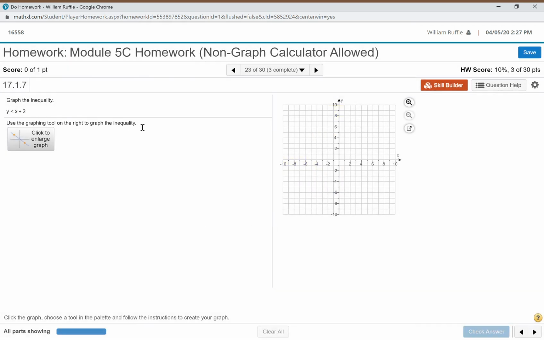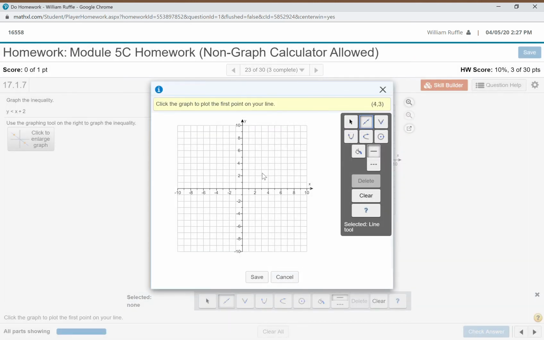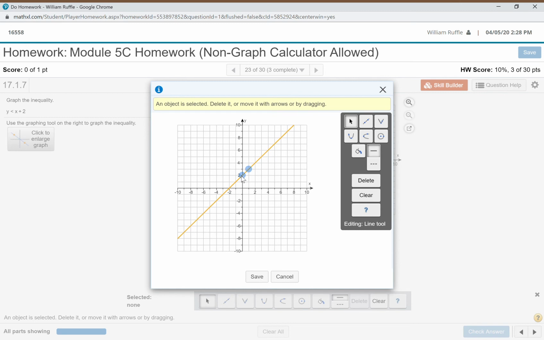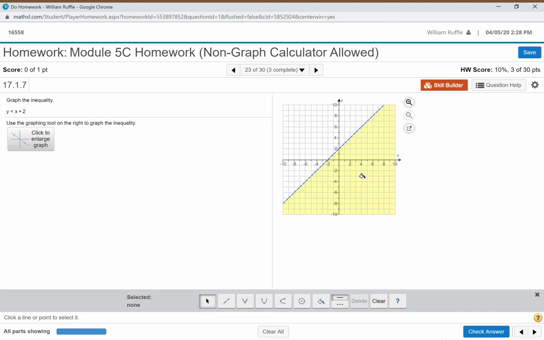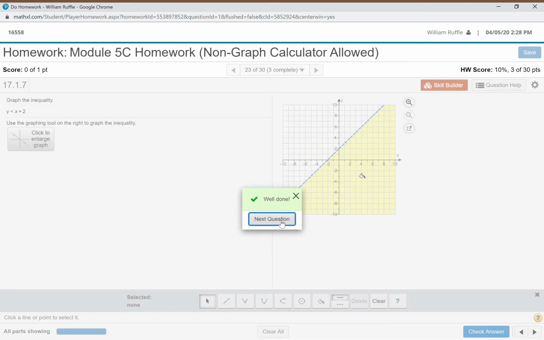Y is less than x plus 2. So my y-intercept would be positive 2. So I go to where 2 is, click there. Again, my slope is x, so that's positive 1, so I go up 1 over 1, hit enter. And again, this is just less than, so I got to click on the dash line because I got to make it dashed. And since it's less than, that means I got to shade underneath. Again, if this is my roof, this is above the roof, this is below the roof. I want to be under the roof. Save, check, and we're good to go.